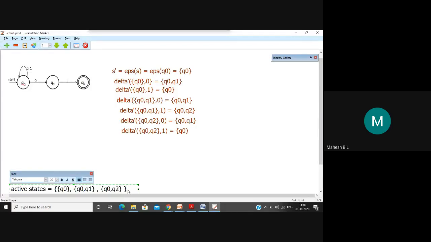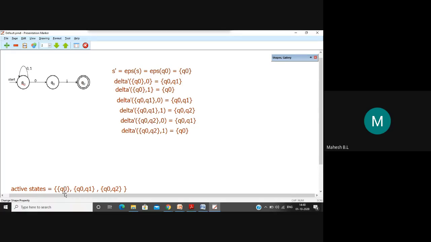So now using this transition function, you can draw the corresponding DFSM. There are three states, Q naught, Q naught Q1, Q naught Q2. Which is the accepting state? The state which contains Q2. There is one state which contains Q2. That's why this is the accepting state, Q naught, Q2. Q naught is the initial state. S dash is equal to Q naught. That's why Q naught is the initial state.